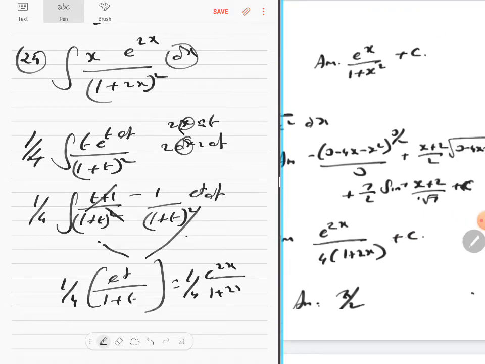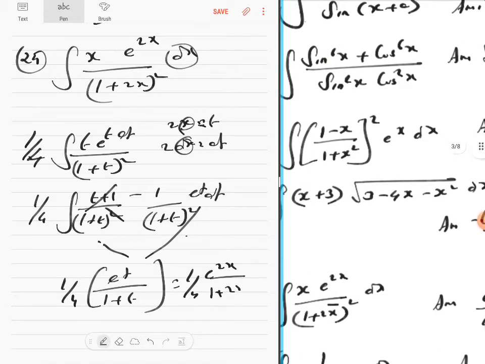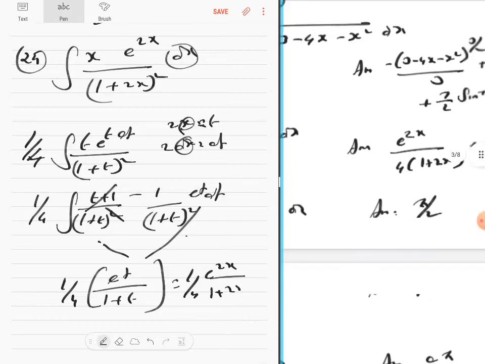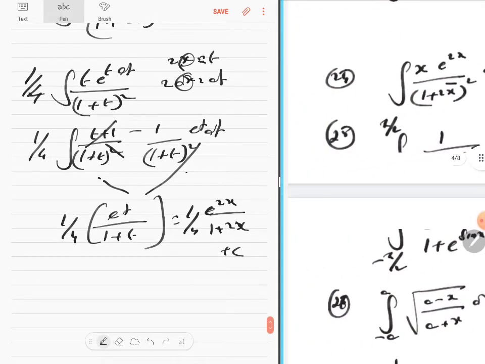1 plus 2x. Where is the question? Yeah, plus c. We got the answer. That's about the 24th question, so let's go to the 25th.